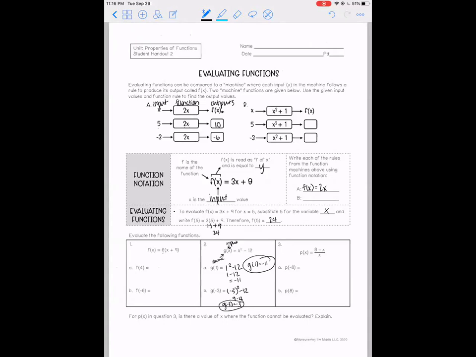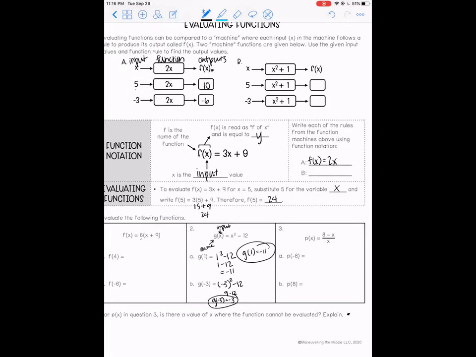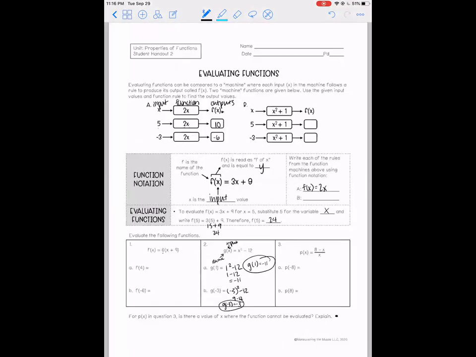Okay. On this question right here, it's really good to think about. Remember, you cannot divide by a 0. So what value of x cannot be evaluated?